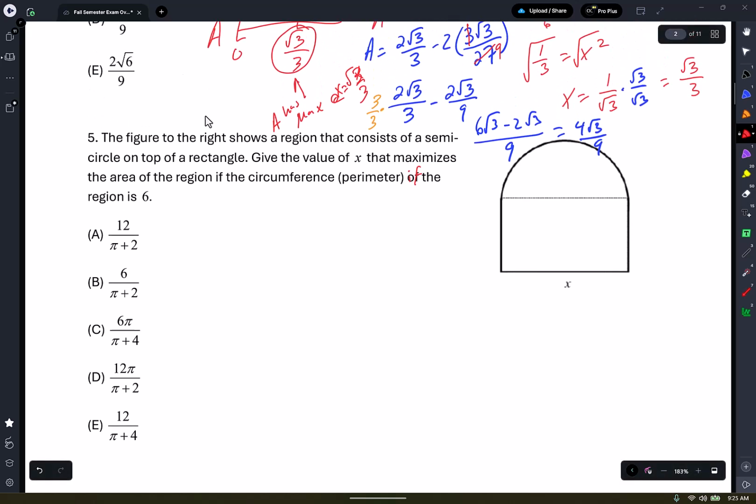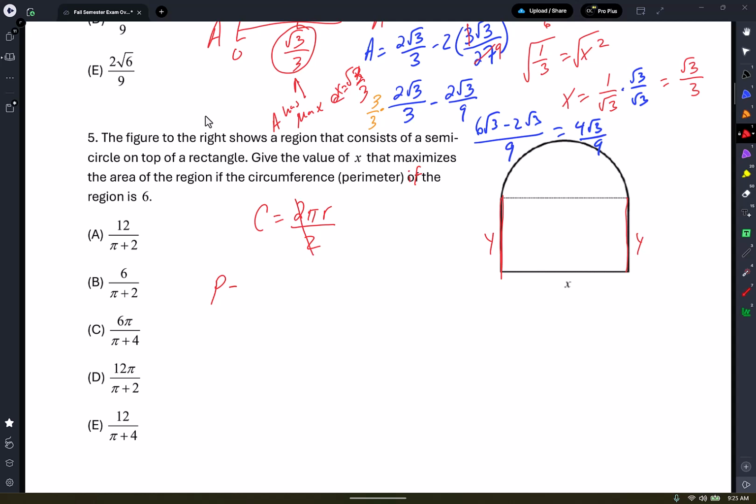So the perimeter of all this is 6, right? So I'm gonna go ahead and write, this vertical displacement here, I'm gonna write that as y. And I know that circumference of a circle is 2 pi r, but I don't have a full circle. I have how much? Half. So I'm going to divide that by 2. Are we still okay? All right.